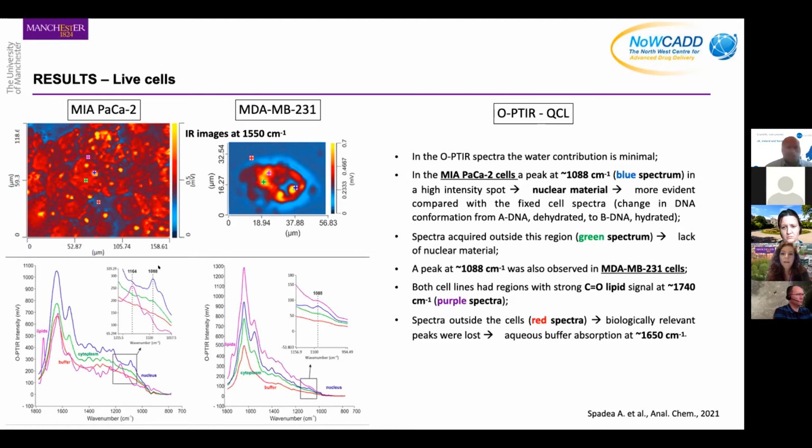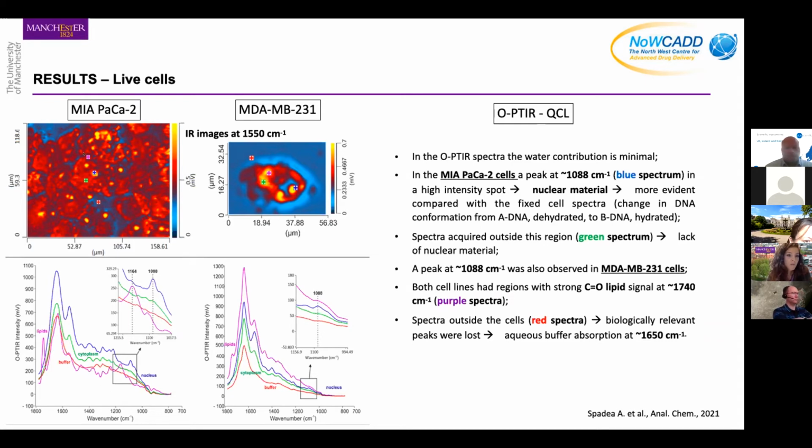So it probably has to do with the fact that DNA changes its conformation from A DNA when it's dehydrated to B DNA when it's hydrated. And this is also reported in the literature. And it's very important to make live analysis as well for this reason.